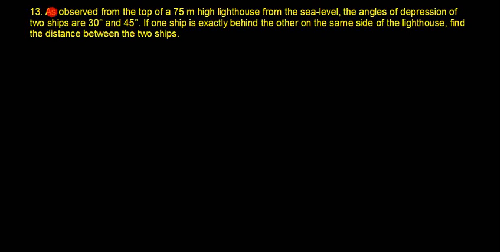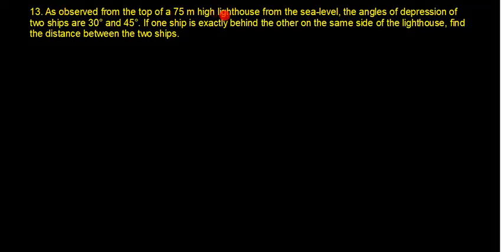As observed from the top of a 75-meter high lighthouse from the sea level, the angle of depression of two ships are 30° and 45°. If one ship is exactly behind the other on the same side of the lighthouse, find the distance between the two ships. So I'll just draw the lighthouse of 75 meter.